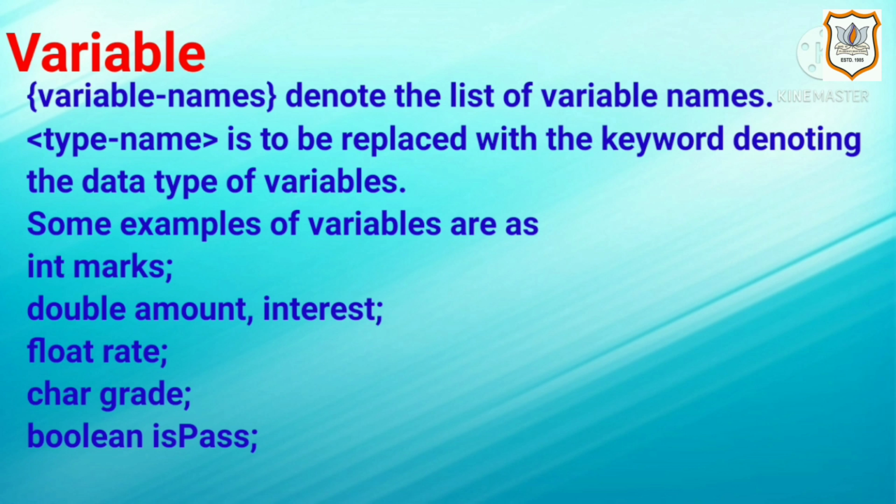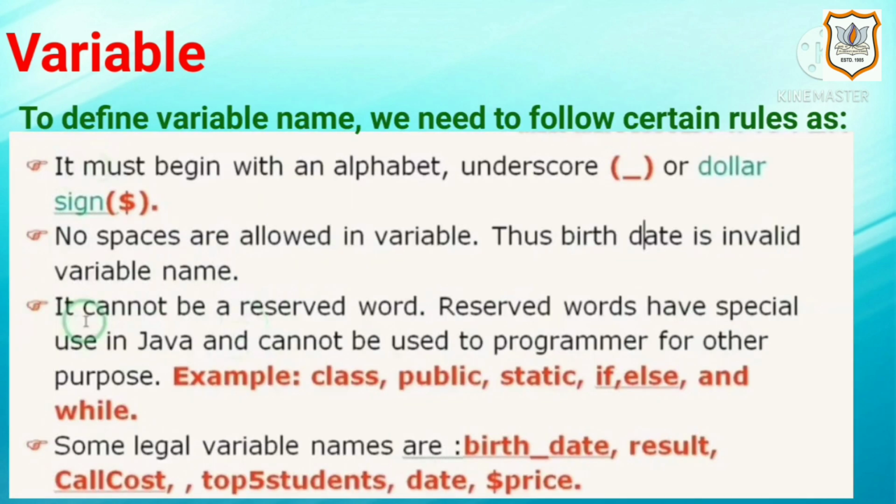Some examples of variables are: int marks, double amount, interest, plot rate, char grade, boolean isPass. To define a variable name, we need to follow certain rules. It must begin with an alphabet, underscore or dollar sign. No spaces are allowed in a variable name. Thus, birth date is an invalid variable name.